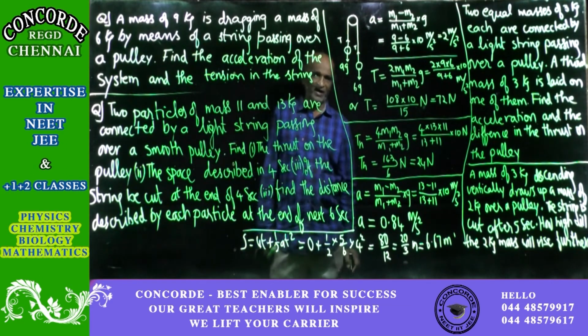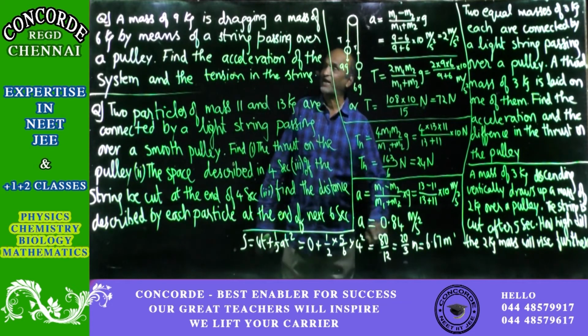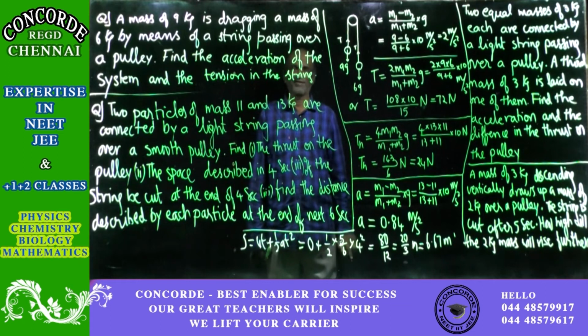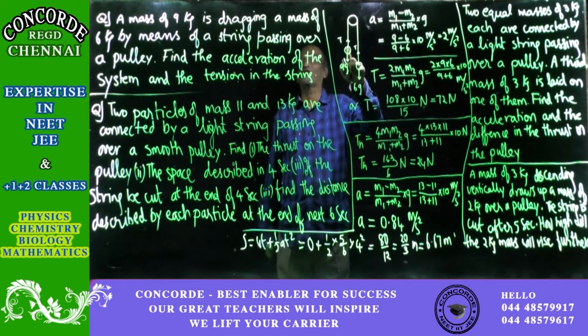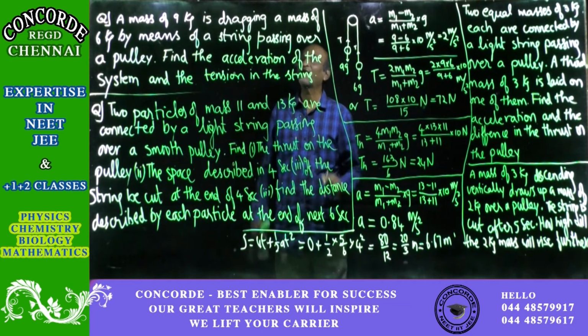And after that, if the string is cut at the end of 4 seconds, find the distance described by each particle at the end of next 6 seconds. Okay. So, after covering 6.67 meters, that is 20 by 3 meters, the string is cut. So what will happen? For the motion over the pulley, if one string is cut, the other mass will be free. So it will be moving just like the motion under gravity. That is all. Keep that in mind.